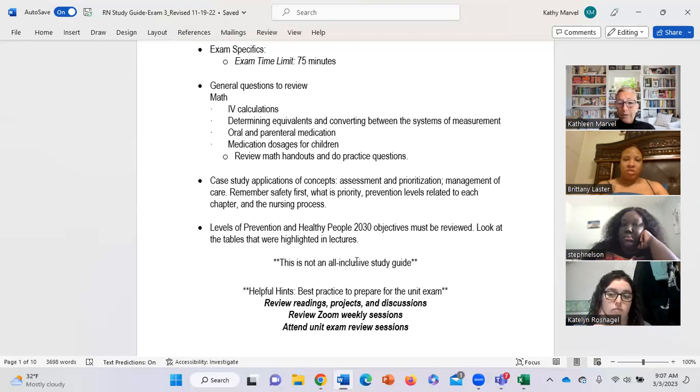Always remember safety first, right? Your ABCs. Remember priority. There are a lot of questions that are considered priority questions. What would be some words that you would be looking for in a question?